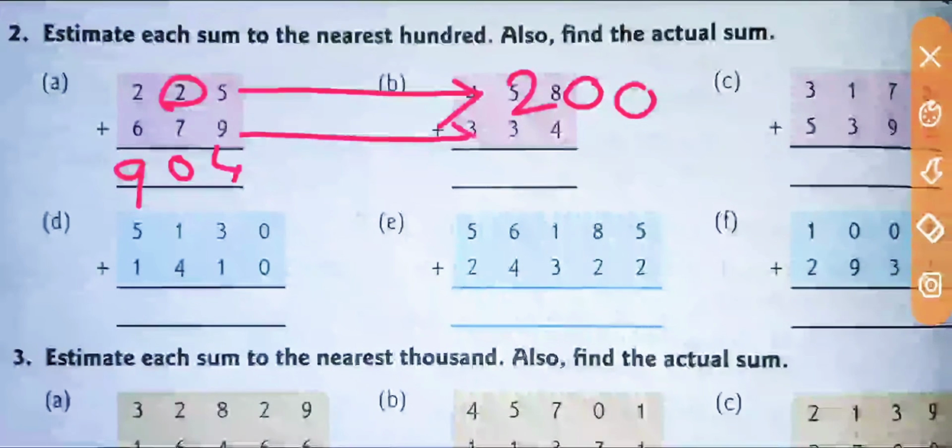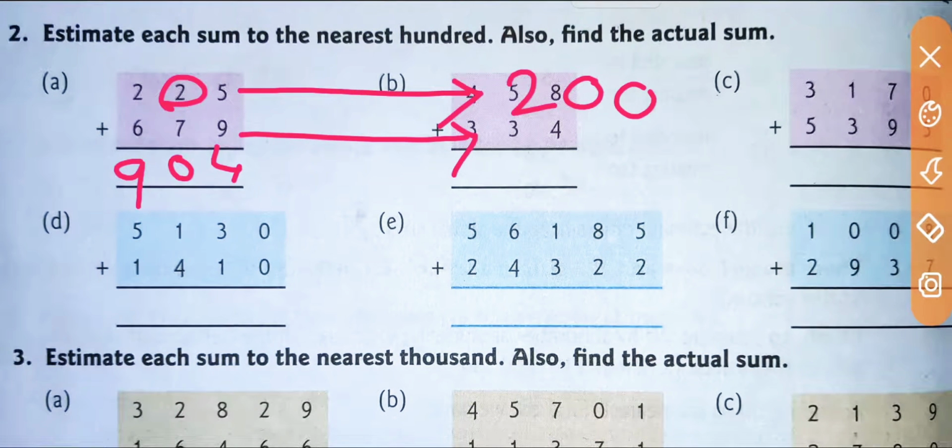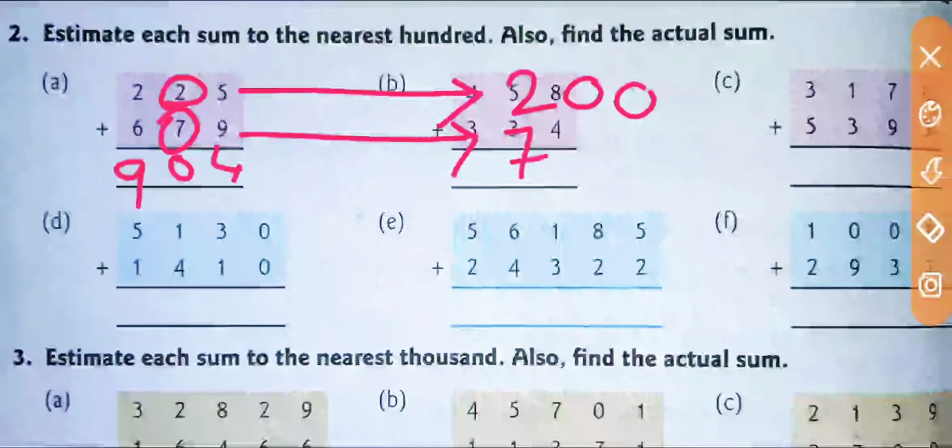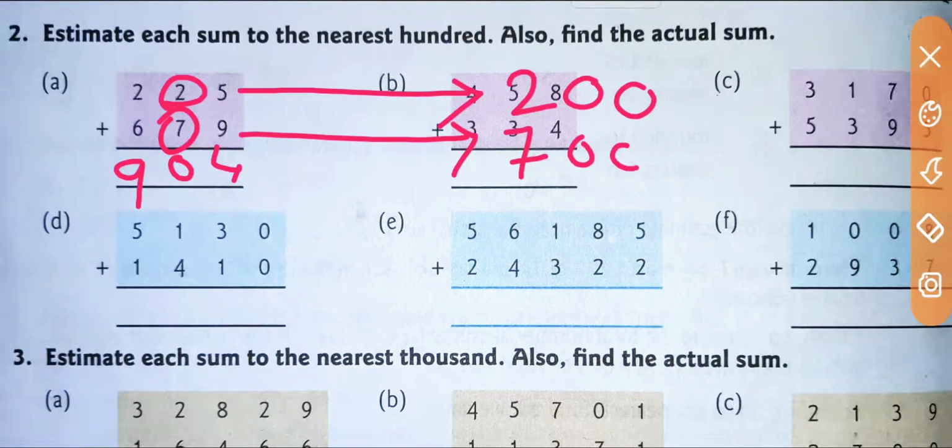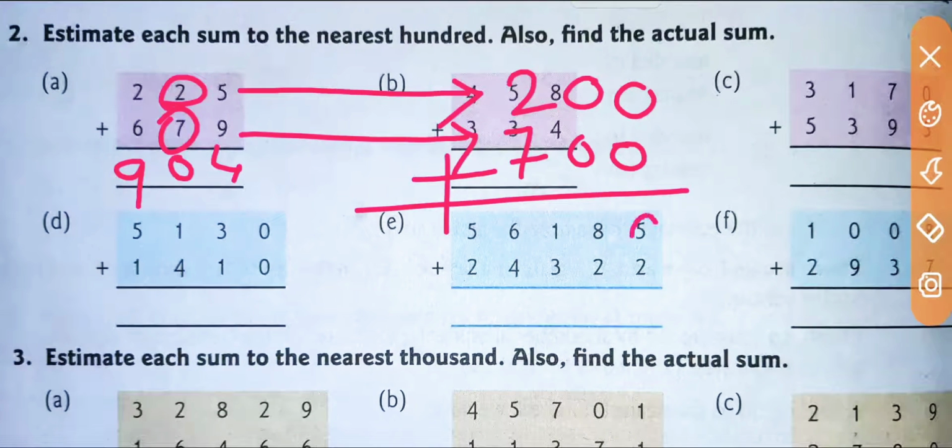And for this one, 679, again we have to check the digit of tens. Here there is 7 and 7 is greater than 5. Since this 7 is greater than 5, we have to increase this 6 by 1. So at the place of 6 there will be 7, and at the place of ones and tens there will be 0. Now we have to add these two. If we add these two, there will be 0, 0 and 9. This is 900. This is the answer.